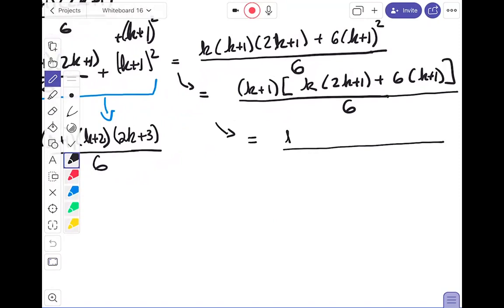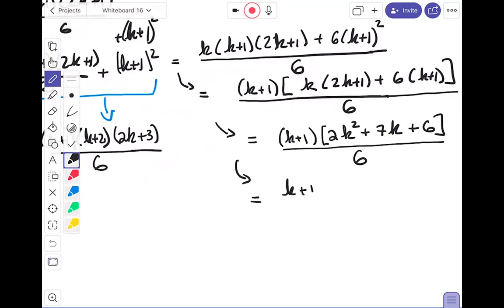This would be k plus 1. That would be 2k squared plus, I'm simplifying now, 2k squared plus k plus 6k is 7k, right? Plus 6 over 6. I still don't see it. I'll keep going. K plus 1.